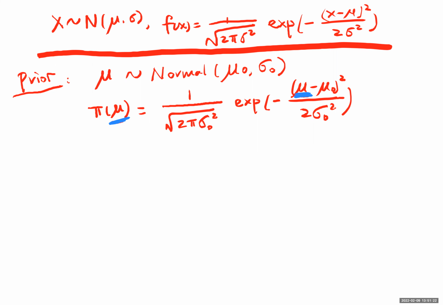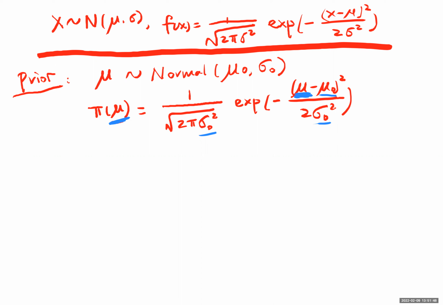Just pay attention to the different notations at the top. I just showed you the generic normal density if the random variable is x, the mean is mu, and sigma is the standard deviation. But in the prior, remember, we're giving a normal prior for mu. So mu is the unknown, and that's why mu is in this place. And then we have mu zero and sigma zero everywhere.